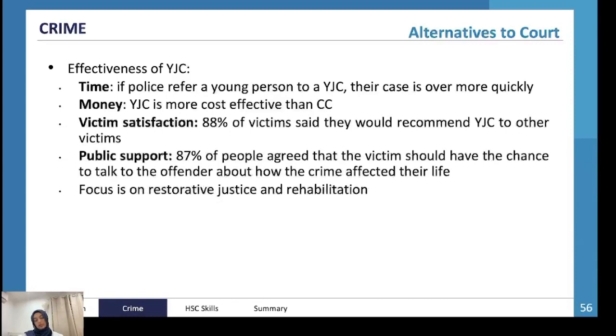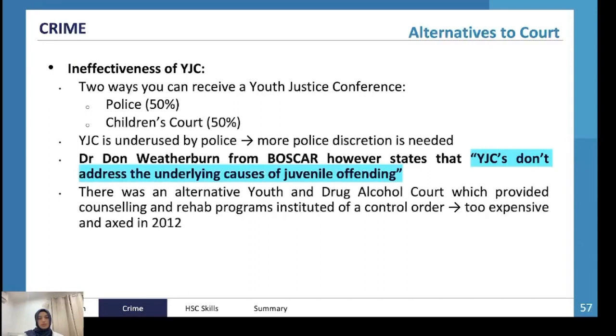All right, ineffectiveness. Two ways you can receive a YJC is number one, by police, or number two, by children's court. YJC is underused by police. There is more police discretion that is needed. Dr. Don Weatherburn from BOSCAR actually stated that YJCs don't address the underlying causes of juvenile offending, which is something that should be addressed. There was also an alternative youth drug and alcohol court, which provided counselling and rehab programs instead of a control order, but it was too expensive, used up too many resources, and was axed in 2012.